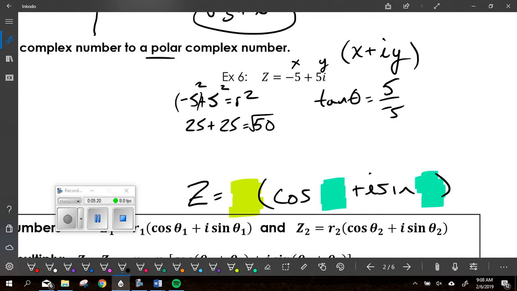Yeah, good. 5. Yes, 50, we break it down into 5 and 10. 10 would break down to 5 and 2. You got a pair of 5s. It is 5 square root of 2.